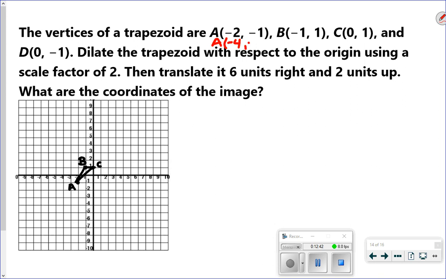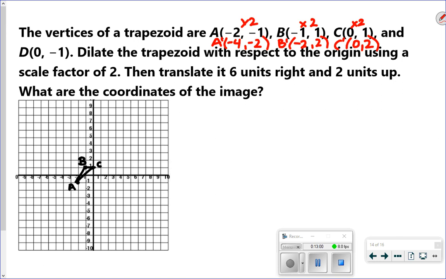So negative 4, negative 2 for my copy of A. Copy of B, I'm going to do negative 2, positive 2. Copy of C is going to be 0, 2. I did each of these by doing times 2 with our values to get my new ones.